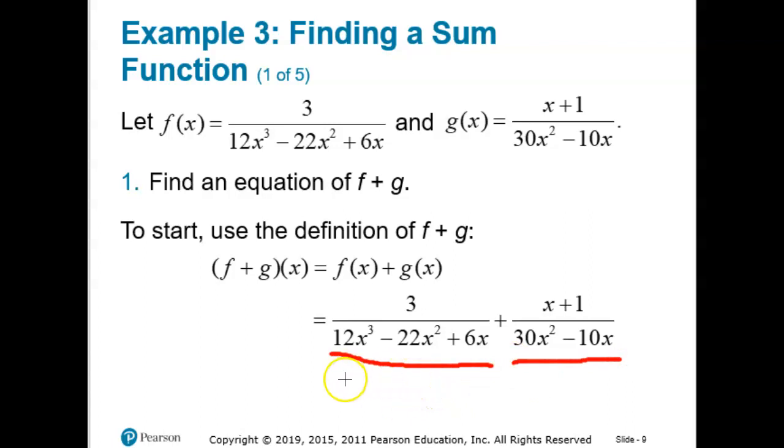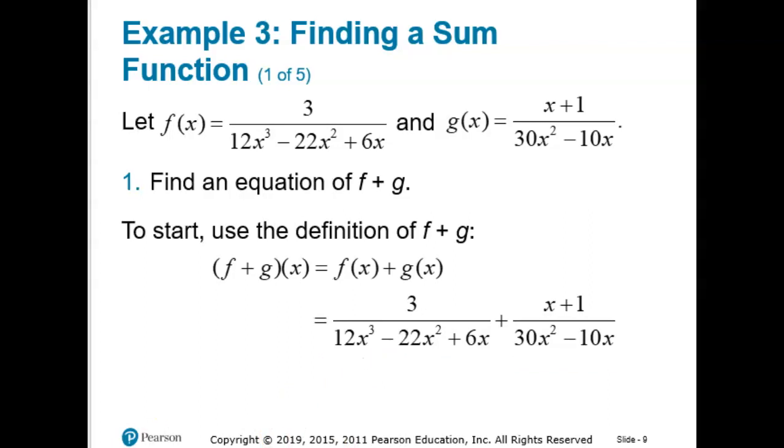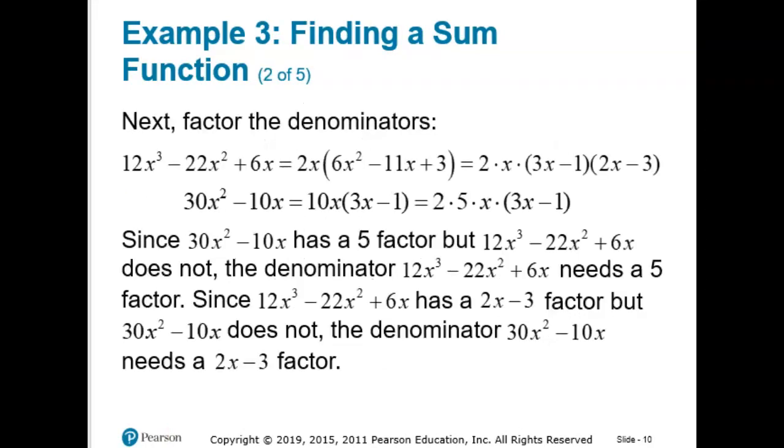Keep in mind, we still want to get things in a factored form so that we can see what would be a common factor. So when we factor 12x cubed minus 22x squared plus 6x, we can take out a common factor of 2x. Then we're left with 6x squared minus 11x plus 3. With the process of elimination, we know that the factors are 2x, 3x minus 1, and 2x minus 3.